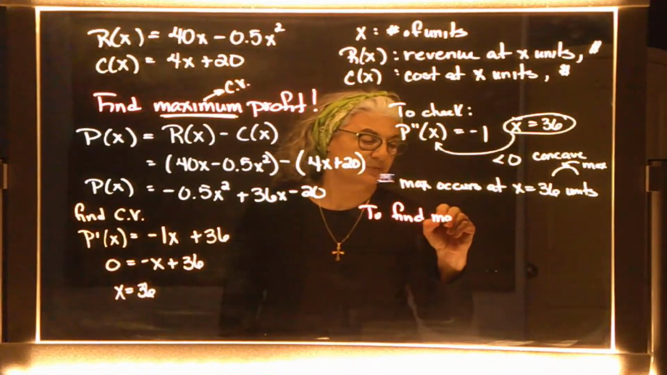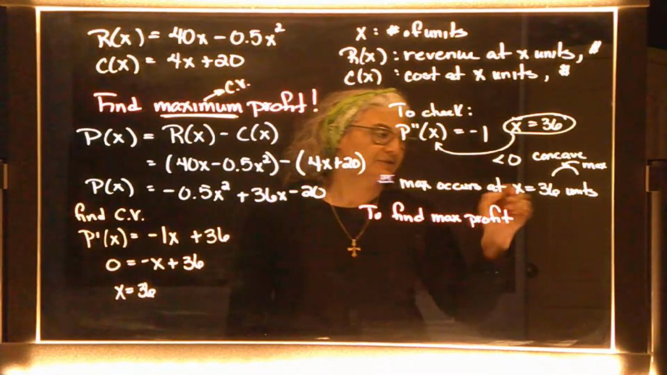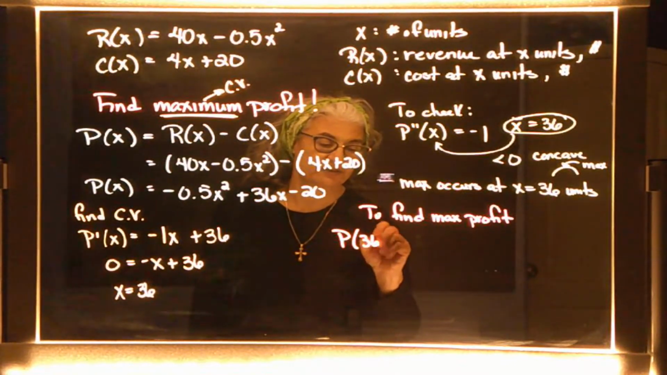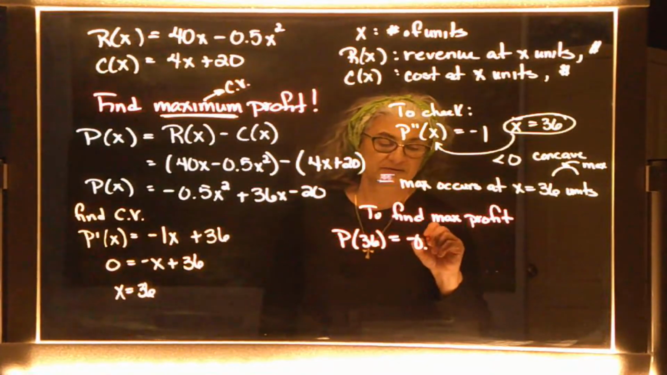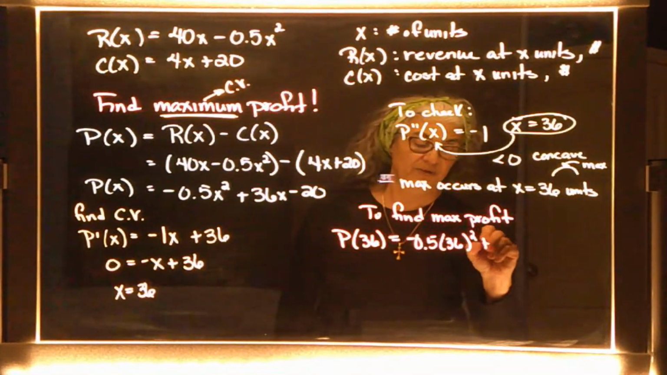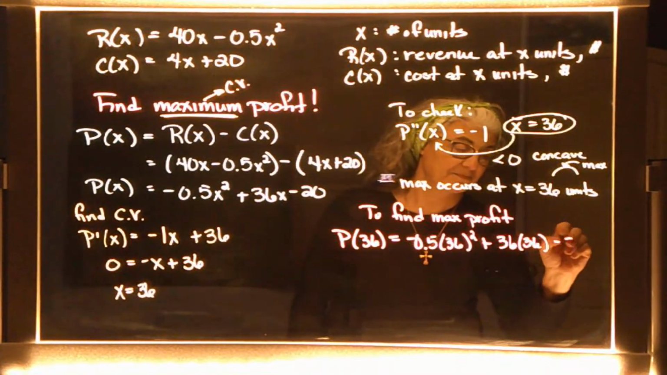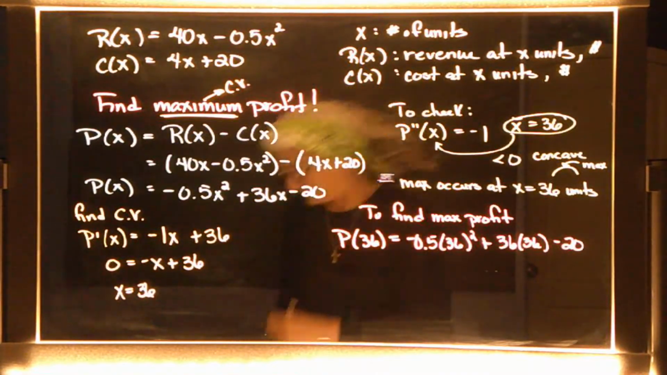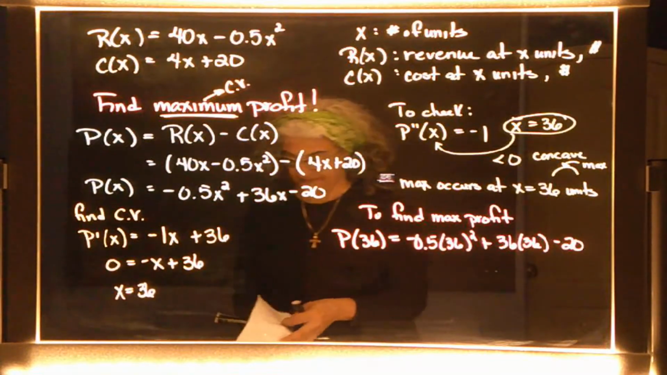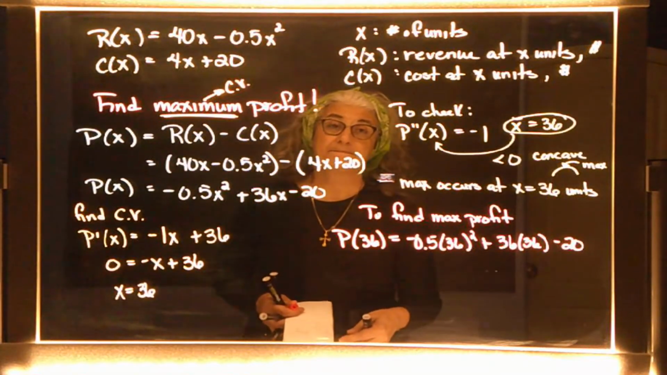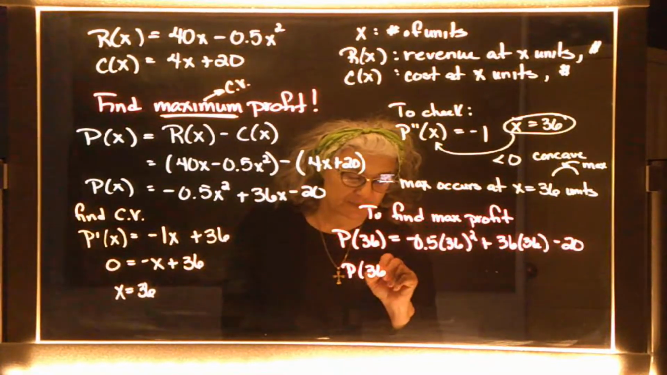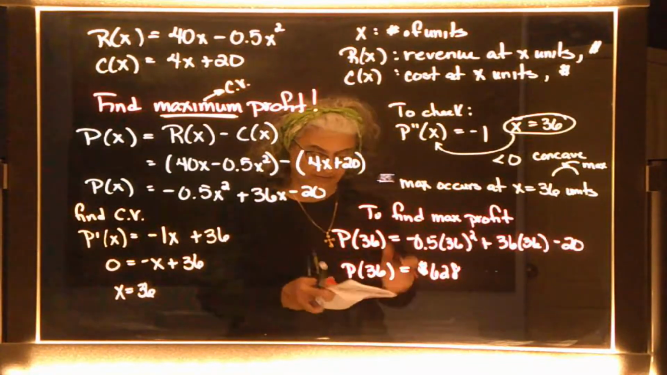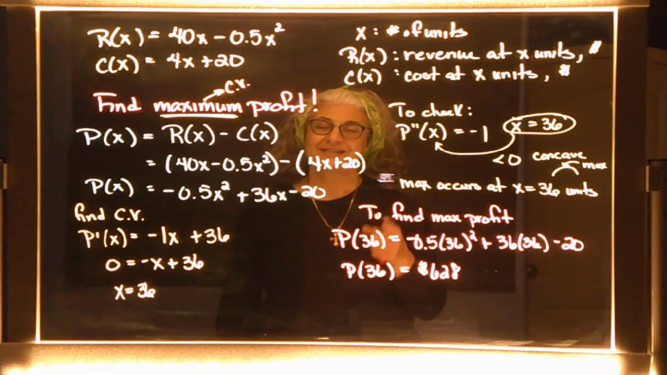To find the maximum profit, we have to plug it in. Here is our equation. We're going to have to plug in the 36 units into this equation. And when all is said and done, pause the video, see what you get, and then come back. Okay, what'd you get? Yeah, I got the same. I have the maximum profit is going to be $628 for 36 units of whatever. Cool? Stay tuned. Got another one.